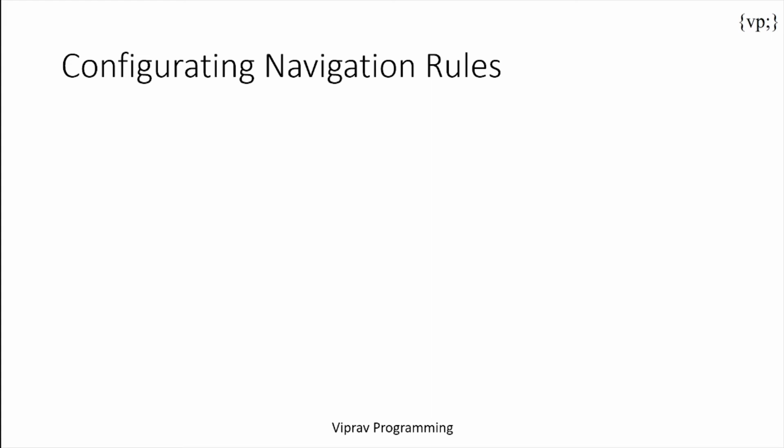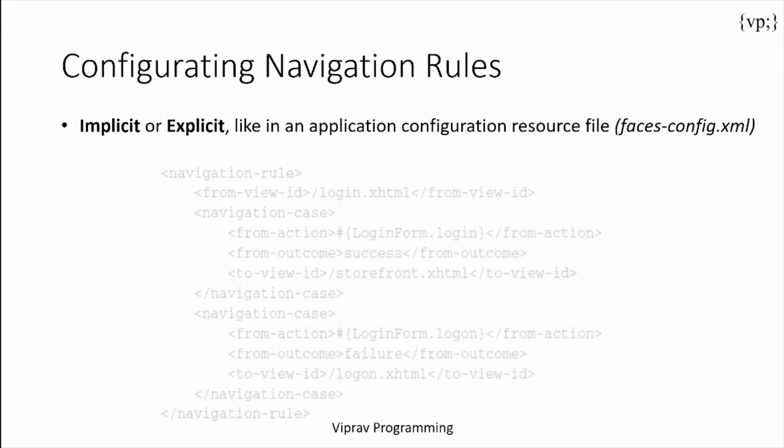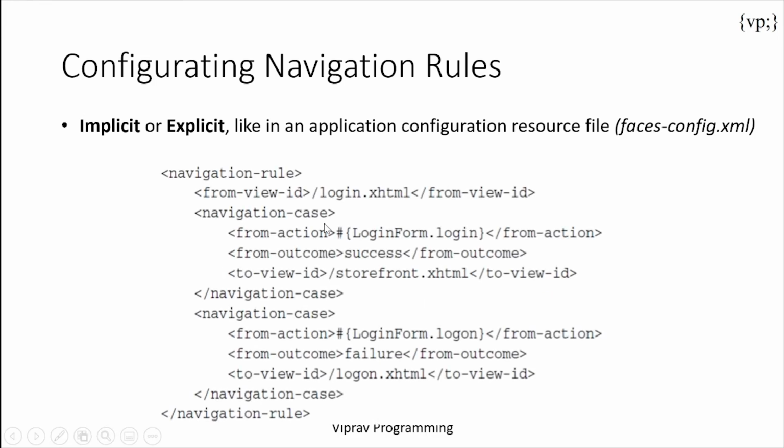Then there's configuring navigation rules. Navigation rules dictate the pages a user can navigate through. It can either be implicit or they can be explicit, defined in the application configuration resource file. So over here, you will see that each navigation case describes what page they should go to for any different outcome. If it's successful, then you go to the storefront. If it's a failure, then you go on to the log on. The from view ID over here tells us what pages the navigation rule applies to.